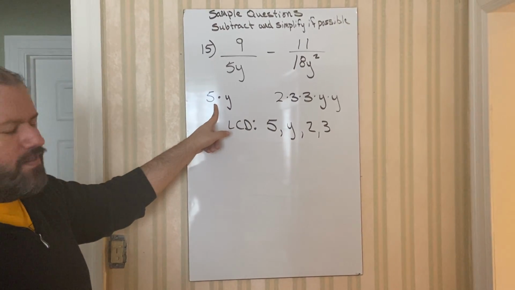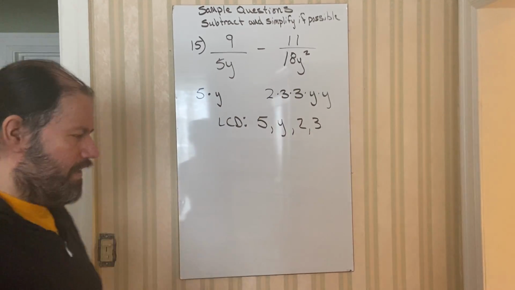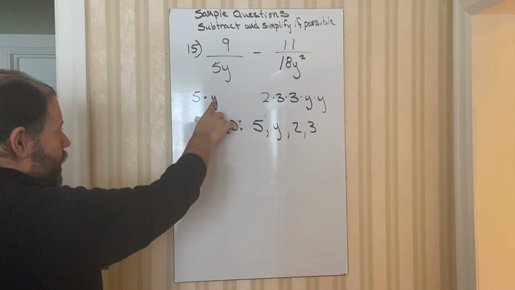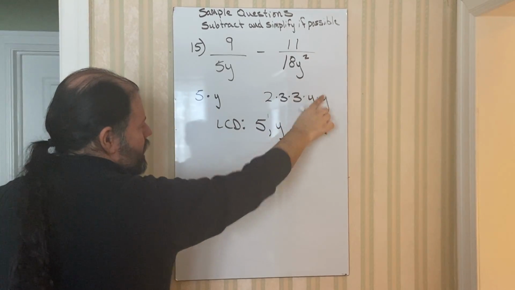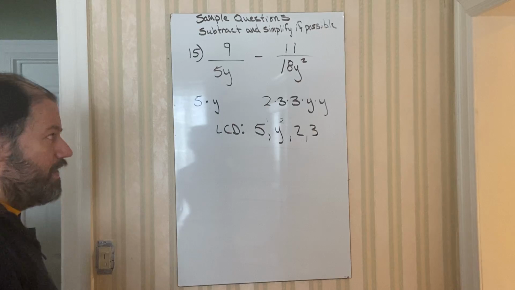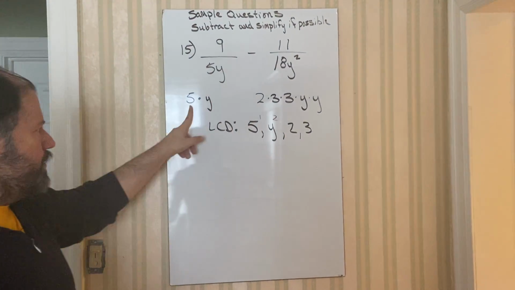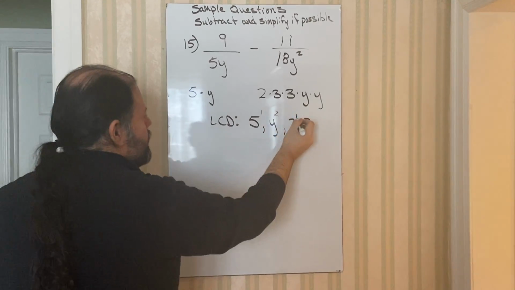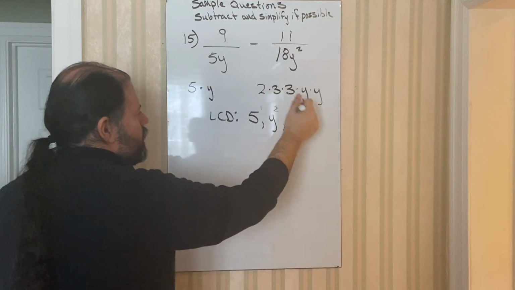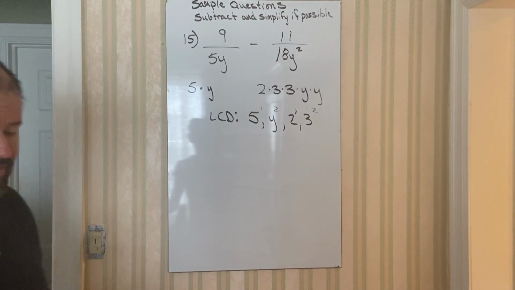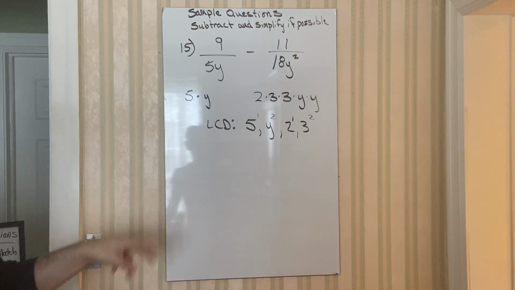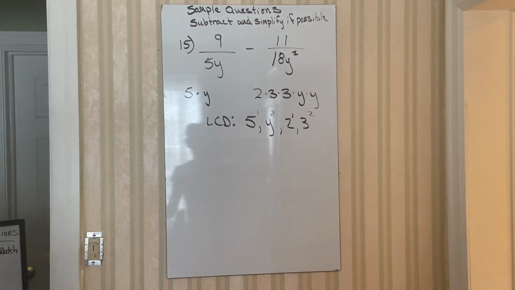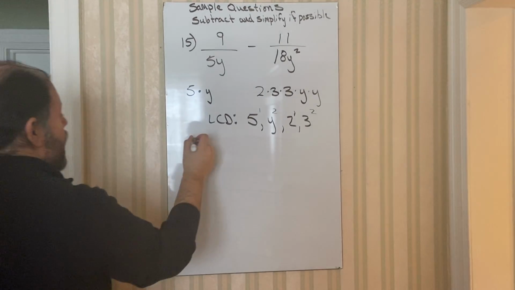For 5s, 1 here, 0 here. Always grab the largest amount. 1. For y's, 1 versus 2, 2 is the largest amount. For 2's, 0 versus 1, we need 1. And for 3's, 0 versus 2, we need 2. So I need 1 five, 2 y's, 1 two, and 2 threes. Now that I know what the LCD is, let's raise each of the fractions.